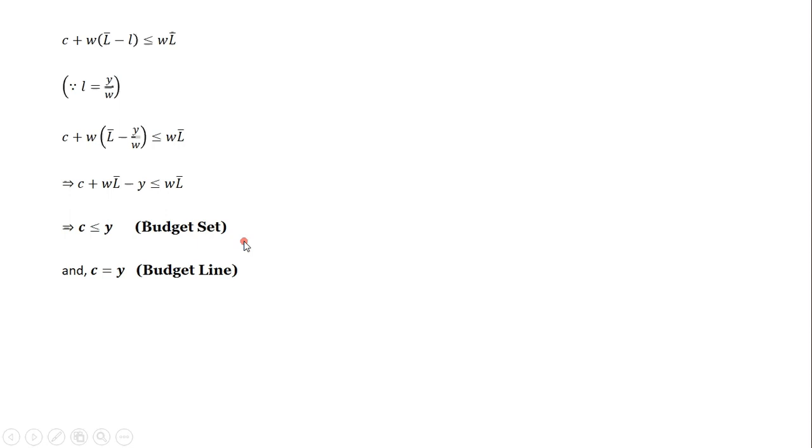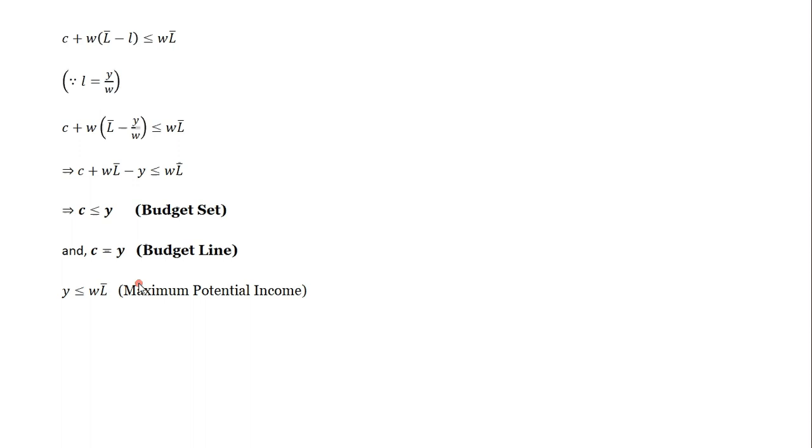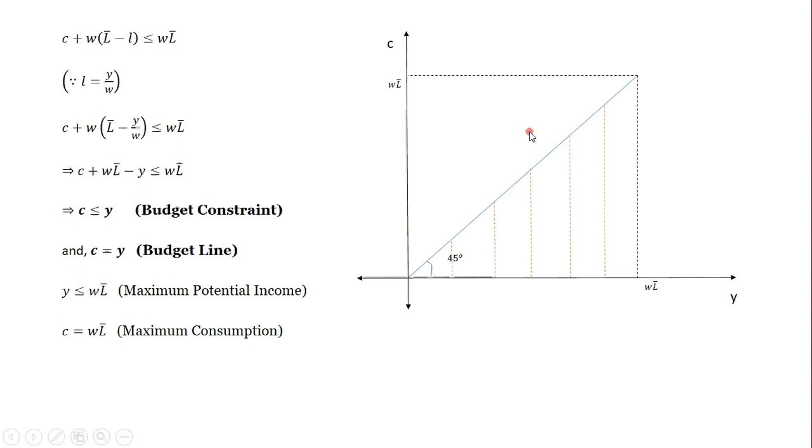Now if we plot this in a CY plane, then we'll get a 45-degree line which has slope 1. We can also see the maximum potential income is WL bar. So the maximum consumption a person can do is WL bar because Y is equal to C. So maximum consumption is WL bar. So this is our budget line. This is the 45-degree line, Y and C. The maximum income is WL bar, and the maximum consumption is also WL bar.